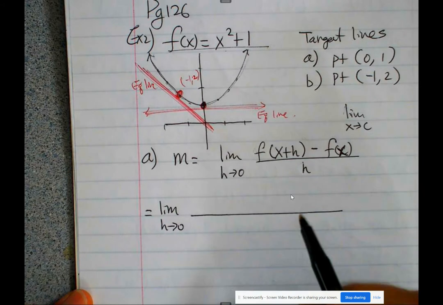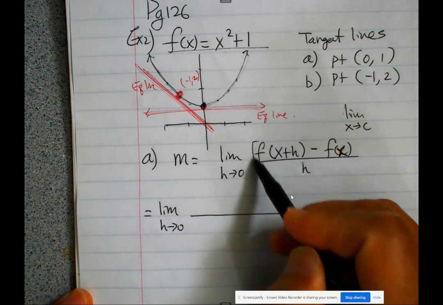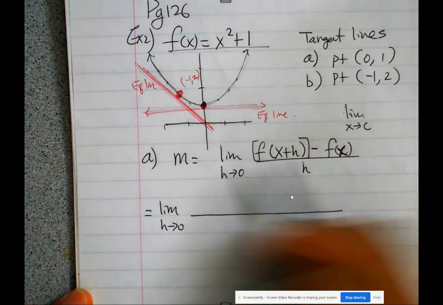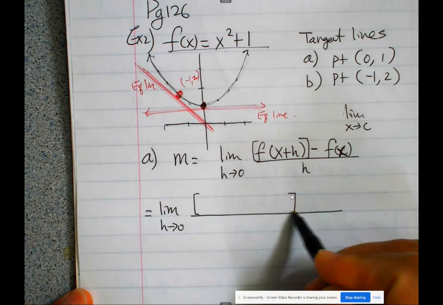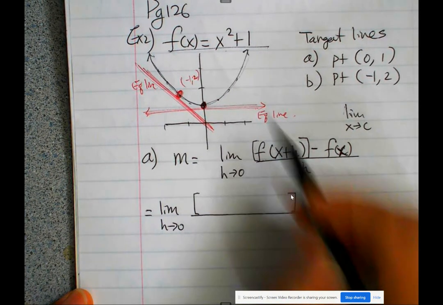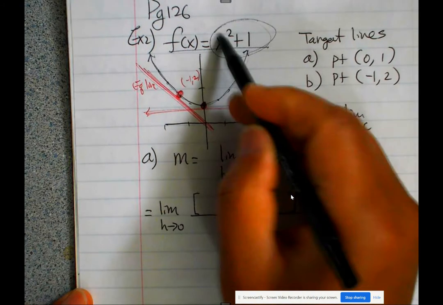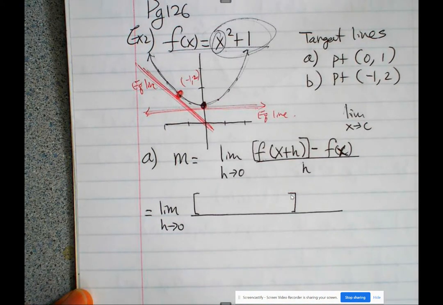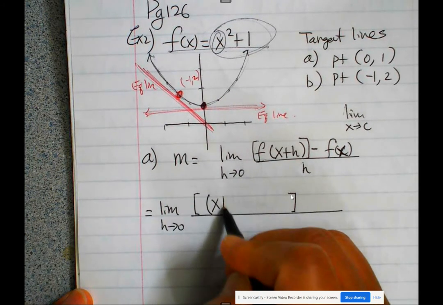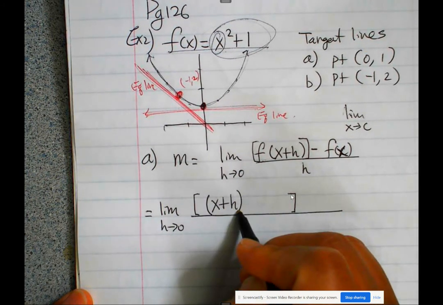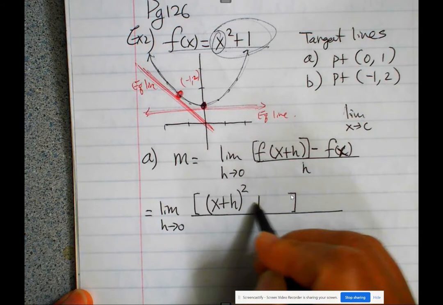Alright, so pay attention to me. I'm going to use a bracket right here, okay? I'm just going to find this one first. Just don't write anything. Just pay attention to me, okay? To find f of x plus h with this part, you think of x as a parentheses. So this is parentheses, x plus h, close the parentheses, square, plus 1.